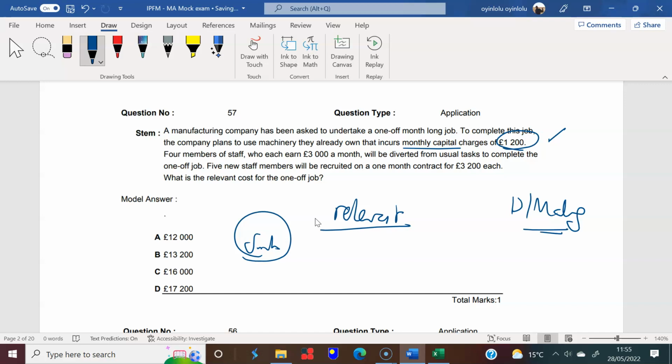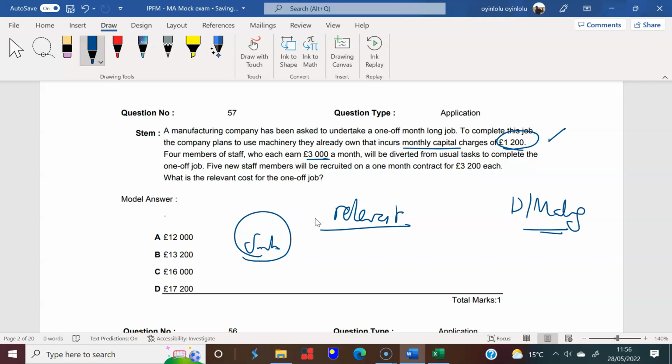You have four members of staff who already earn this salary. You're bringing them from the usual tasks to this one-off job. We're not told exactly what the consequences are of leaving that other task. So those consequences would be relevant, but you're just bringing them. So you were going to pay them 3,000 anyway, whether or not they did this job or not. So the 3,000 in itself is not relevant in deciding whether or not they take this contract on, because it's not a new cost. This is an old cost. It's a sunk cost. You were going to pay it anyway.